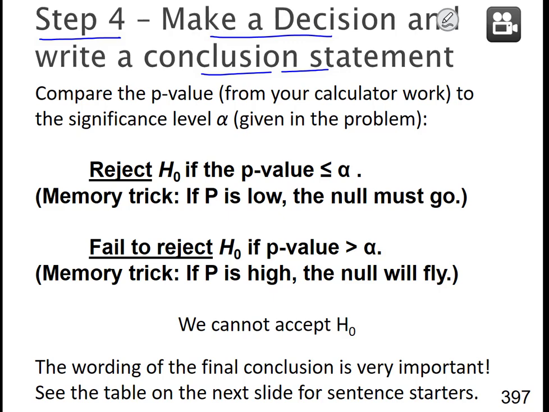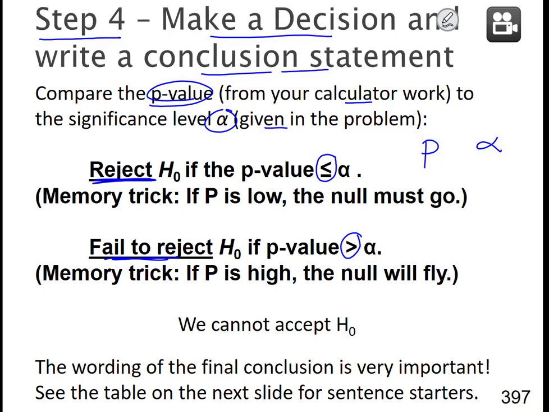Basically all you have to do is compare the p-value that came from your calculator to the significance level alpha, which is given. So the hardest math in this problem is to take the p and the alpha and decide whether it's less than or greater than. Your only two options are less than, which means you're going to reject the null, or greater than, which means you're going to fail to reject.